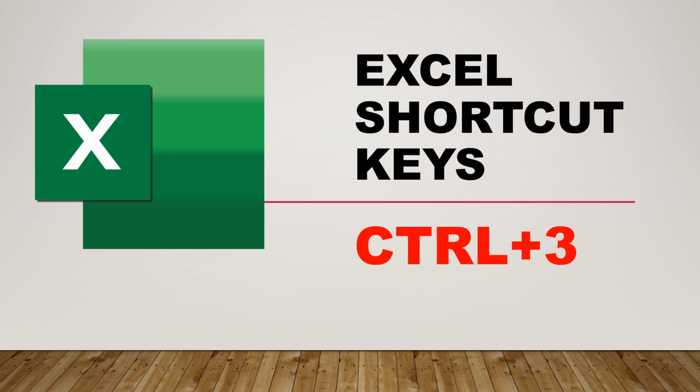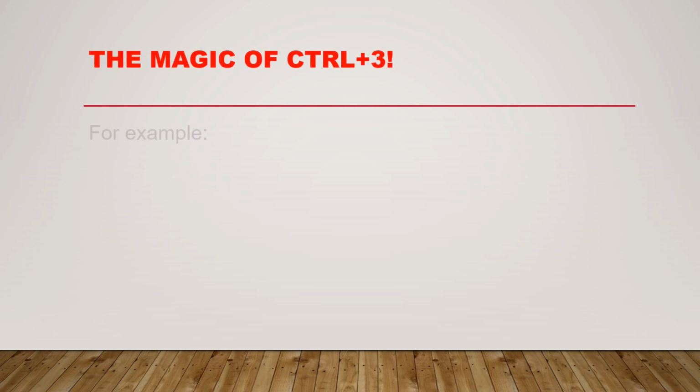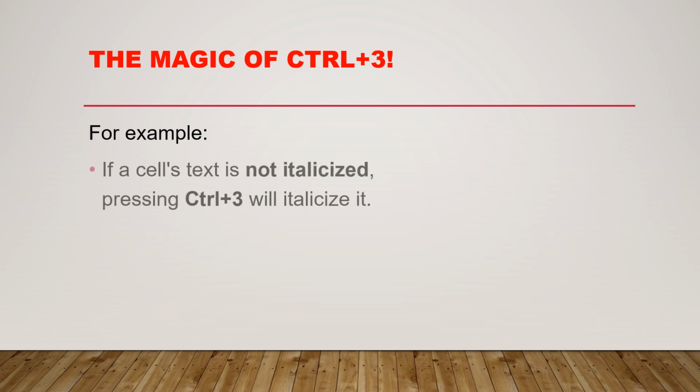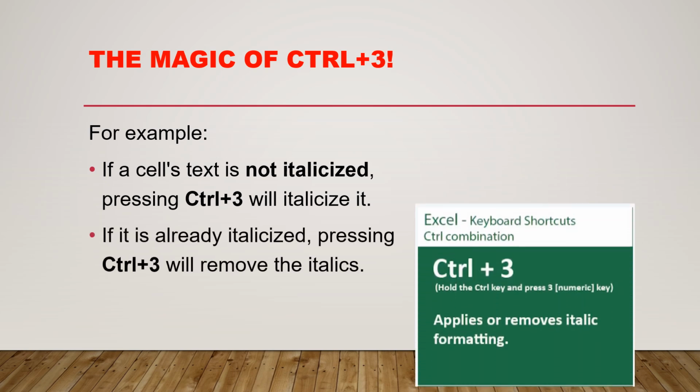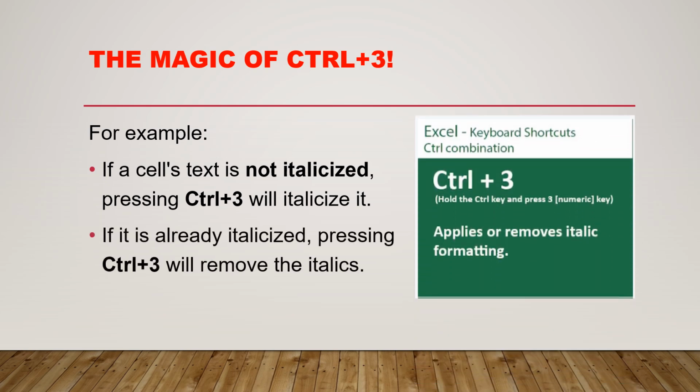Today, we're diving into a super simple yet powerful shortcut, Ctrl+3. Ever wanted to make your spreadsheet look more polished with just a keystroke? Well, with Ctrl+3, you can instantly toggle italics on and off for any selected cell or text.